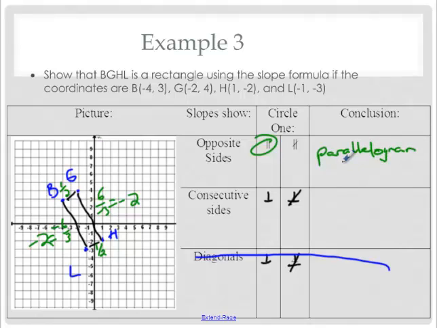Now we're going to investigate further, see what type of parallelogram. Is it a rectangle? Is 1/2 and -2 perpendicular? They are opposite reciprocals. The opposite reciprocals all the way around, which means this is a rectangle. Because the opposite sides are parallel and the sides touching are opposite reciprocals, that's what makes it a rectangle.